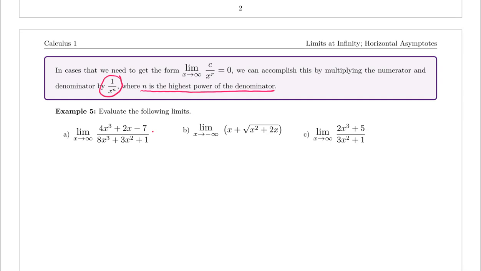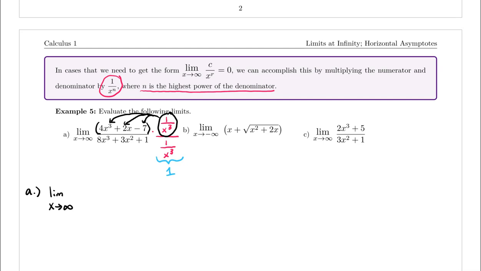So what I'm going to do is multiply the numerator by 1 over x cubed, and I'm also going to multiply the denominator by 1 over x cubed. And remember, I can multiply a function by 1, and that will not change the function itself. 1 over x cubed divided by 1 over x cubed is a fancy form of the number 1. So we're not changing the actual function, we're just changing what the function looks like. So I have the limit as x approaches infinity. I'm going to take 1 over x cubed and distribute it to every term in my numerator.